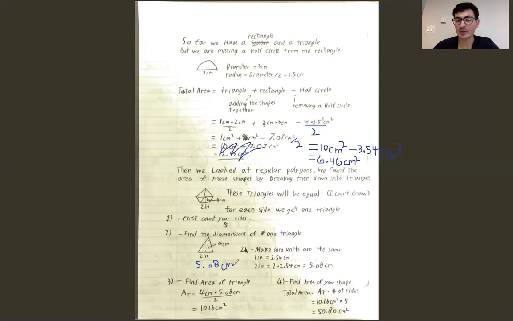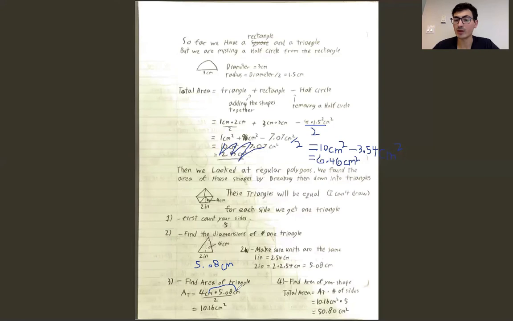So the third step is we want to find the area of one of our triangles. So the area is going to be our height times our base divided by 2, or 4 centimeters multiplied by 5.08 centimeters divided by 2, giving us 10.16 centimeters squared. So we want to make sure that we're squaring those units because we're multiplying centimeters by centimeters. So it's centimeters squared.